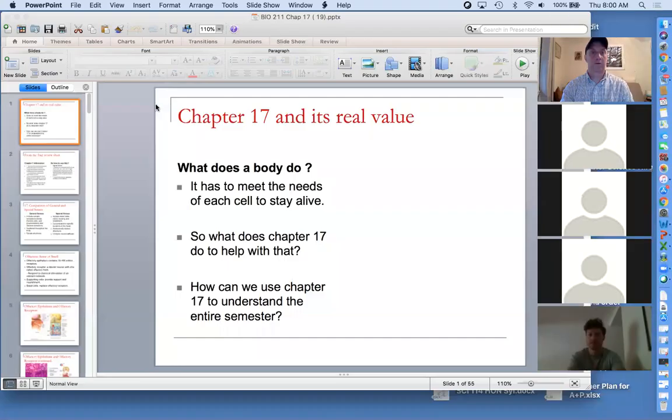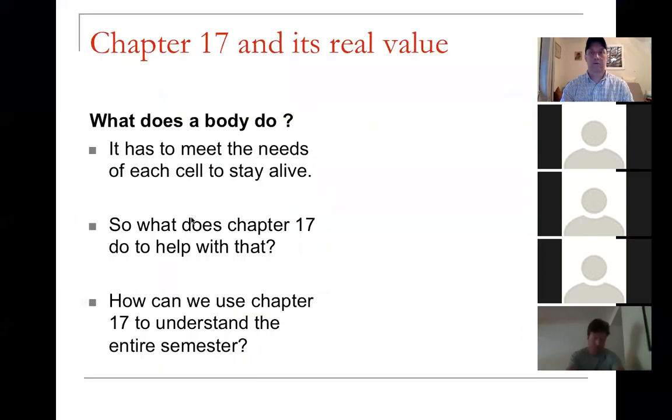Where, oh, where did that go? Let's go here. Now let's rename this. Let's go desktop. Fantastic. Let's go here. Everybody see what I see? Chapter 17 and its real value. Okay.